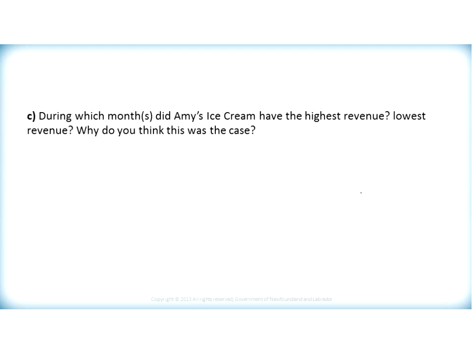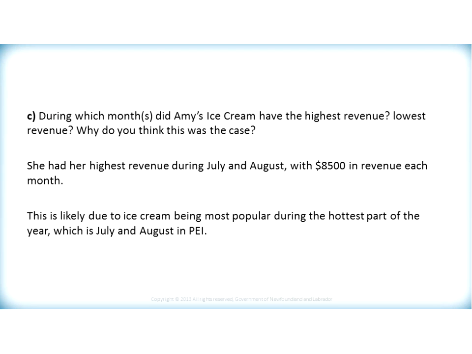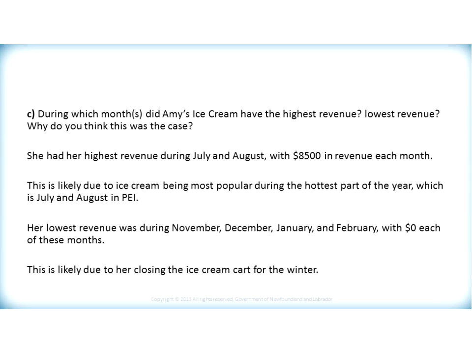And this is likely due to the fact that in July and August she had the hottest months of the year, and ice cream would be most popular during the hottest part of the year. And once again, her lowest revenue was during the months of November, December, January, and February, with $0 each of these months. So in other words, no revenue at all in those months.